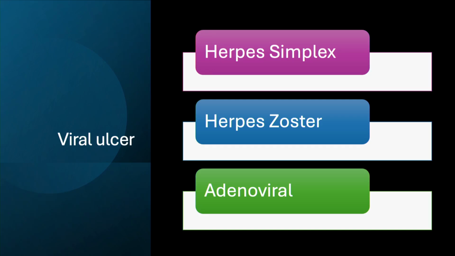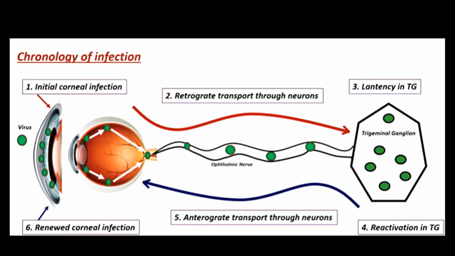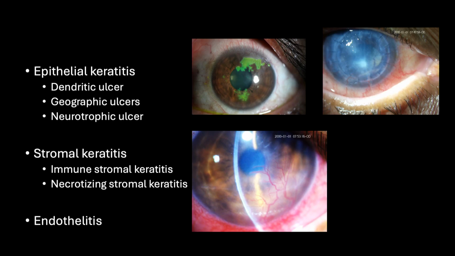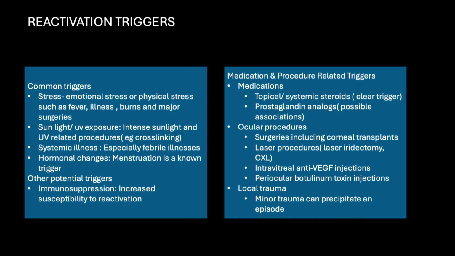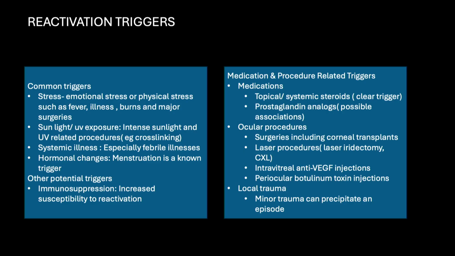Coming to viral ulcers, herpes simplex virus can cause primary herpes and also secondary herpes. Herpes always has a latent infection, where the dormant virus remains in the trigeminal ganglion. These are the various features that can occur. Reactivation can occur due to stress, sunlight, immunosuppression, any topical medications like prostaglandin analogs or a systemic steroid, and any ocular procedures like LASIK or cross-linking.